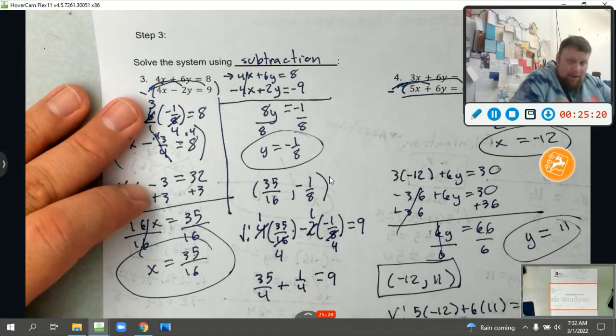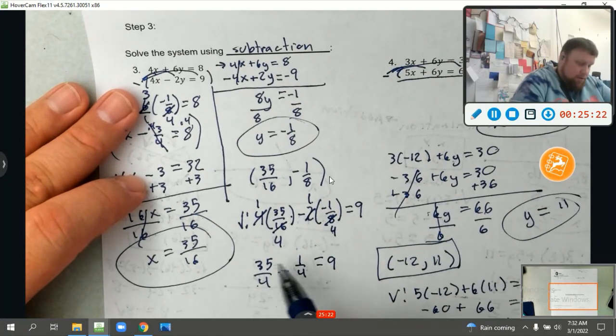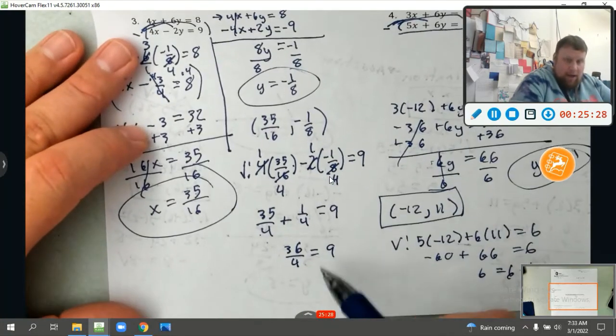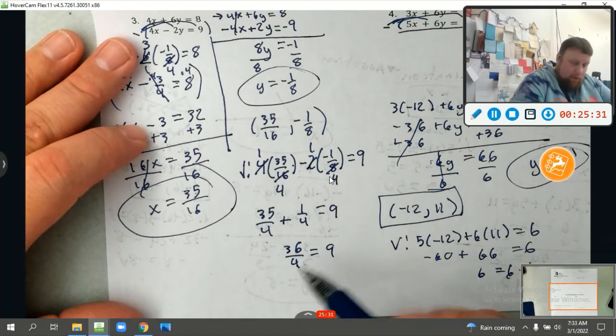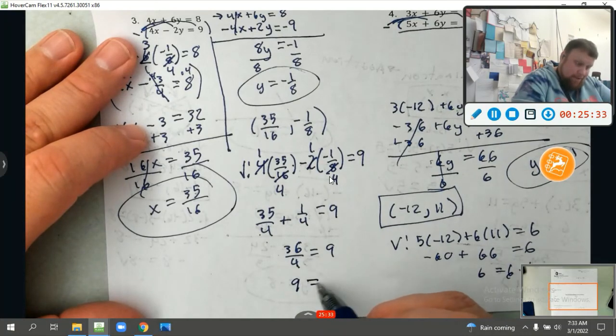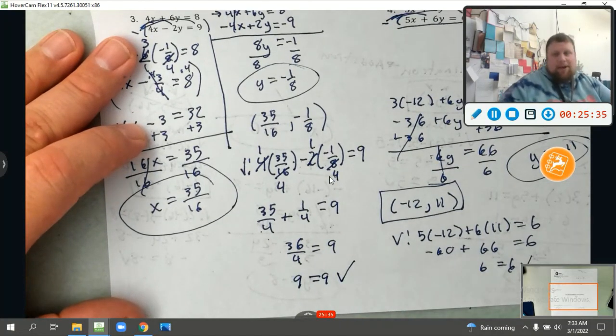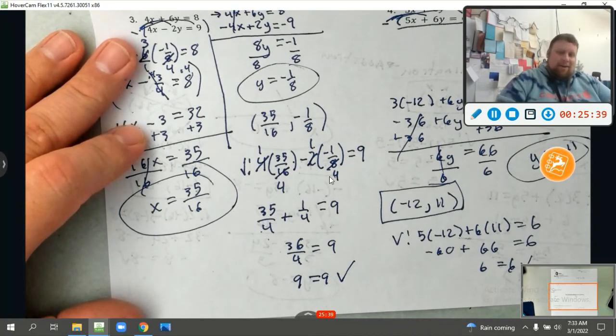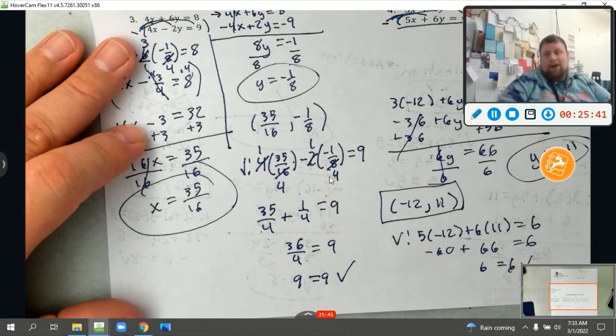equals 9. Well, they have a common denominator, so 35 fourths plus 1/4 is 36 fourths equals 9. What's 36 divided by 4? It's 9. Does 9 equal 9? Check. See how that worked out nicely? Look at that, and you guys were worried. All right. Well, that is today's lesson on elimination using addition and subtraction.